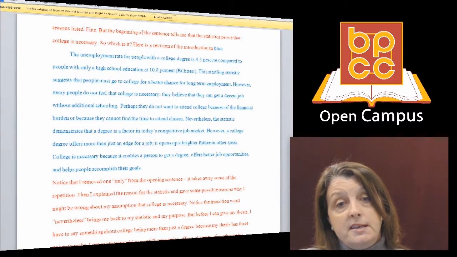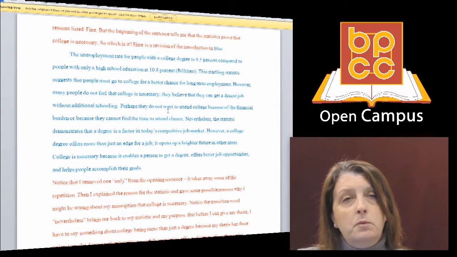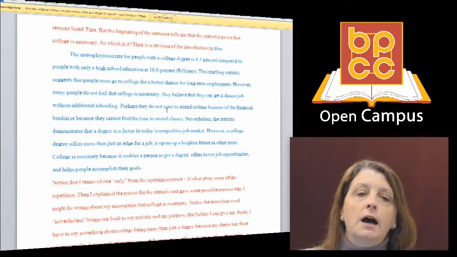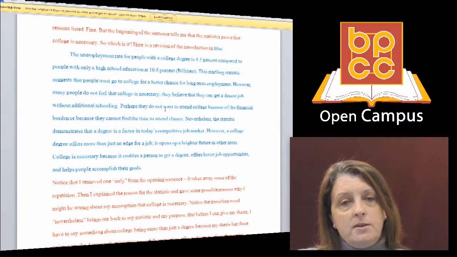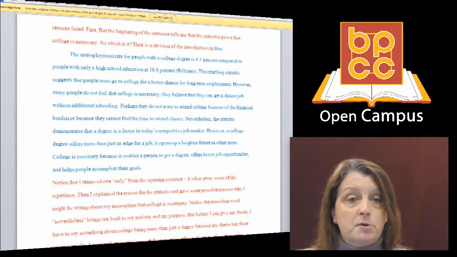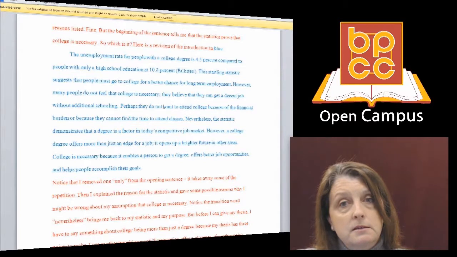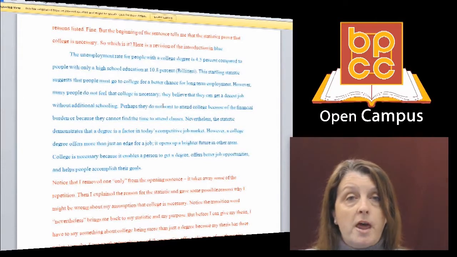I also want you to notice that I took out the word "only" from the opening sentence. We want to watch repetition, which you'll learn a little bit more about when you take college composition. But I wanted to also tell you that I explained the reason for the statistic. Notice that: "This startling statistic suggests." So I give you some information. Some possible reasons why I might be wrong about my assumption that college is necessary come next. However, people don't feel that college is necessary. They think they can get a decent job without additional schooling.